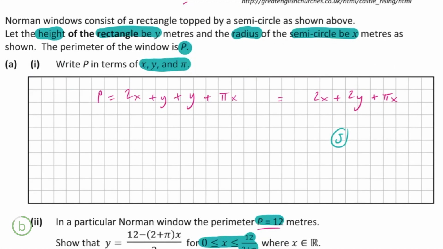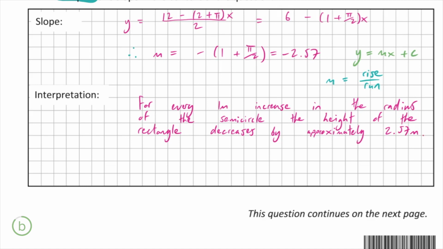And that means in the context of the question, because the radius of the semicircle is x and the height of the rectangle is y, our interpretation is going to be that for every 1 meter increase in the radius of the semicircle, which makes up part of the window, the height of the rectangle decreases by approximately 2.57 meters. For p is equal to 12 meters, which is a fixed value of p. Although the marking scheme didn't have you include this, it wasn't necessary, but it is true.